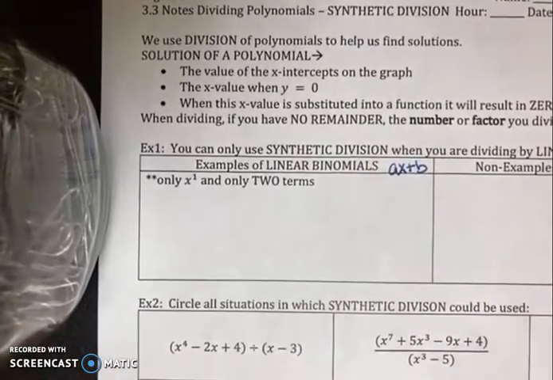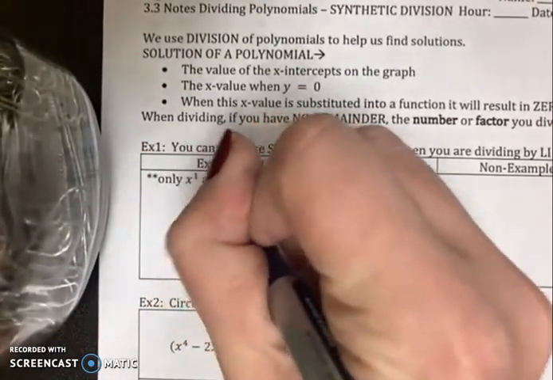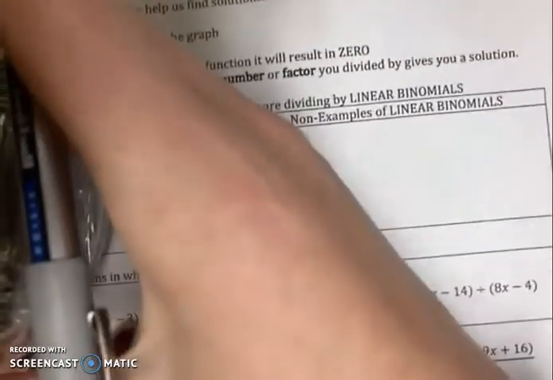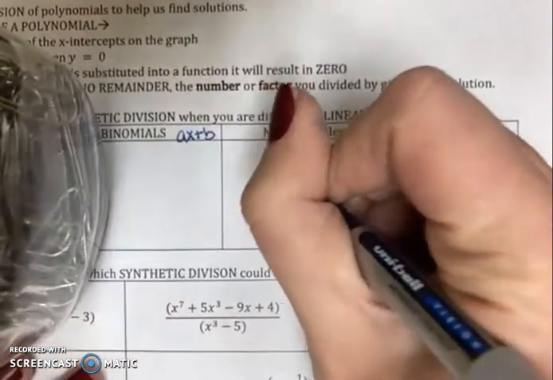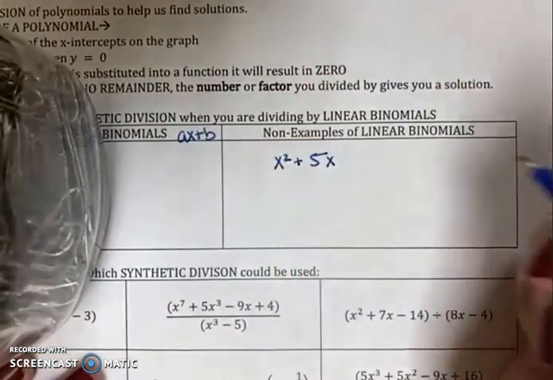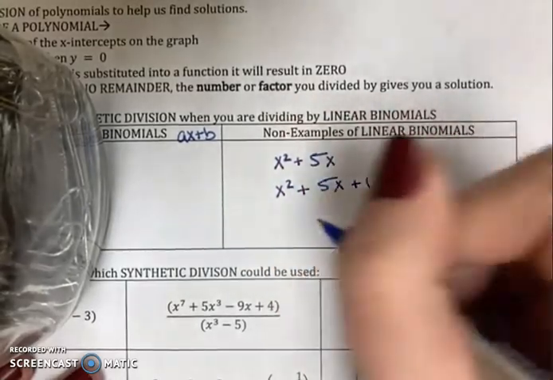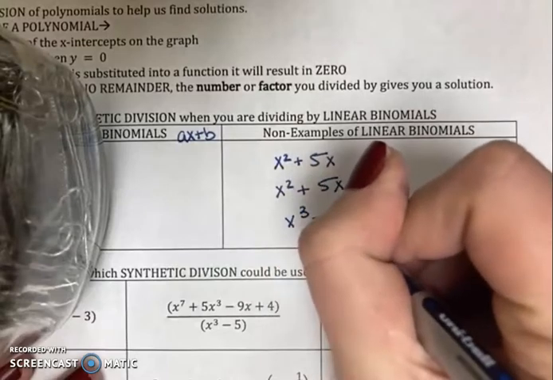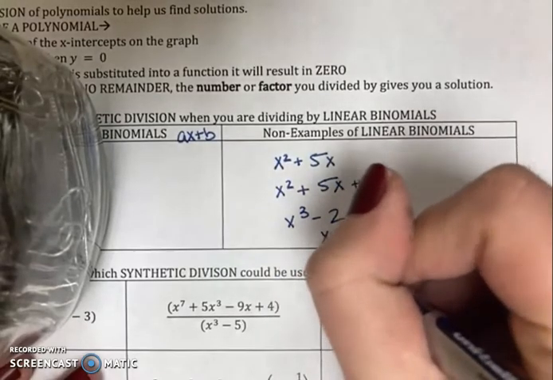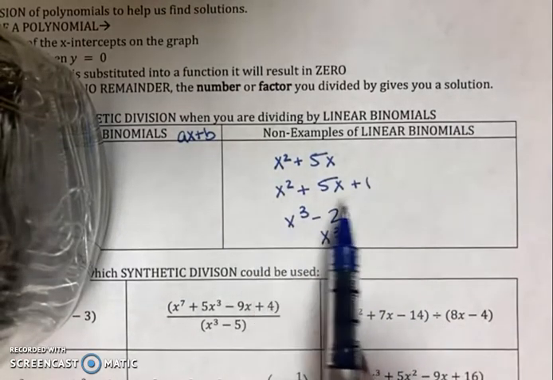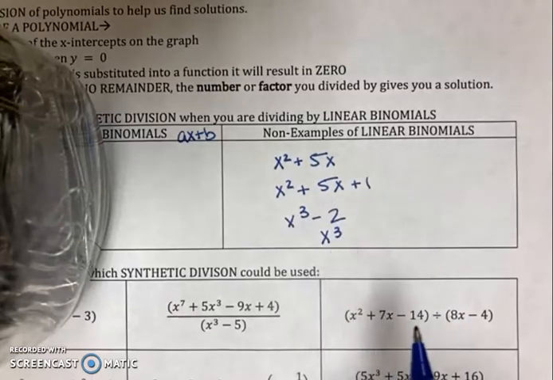Examples where it would work as the divisor would be x plus 2, 3x minus 1, something like that. If the divisor looks something like x squared plus 5x, or x squared plus 5x plus 1, or x cubed minus 2, or just x cubed, anything like that, these are quadratic or cubic functions. Anything with more than two terms or less than two terms would not work for synthetic division.